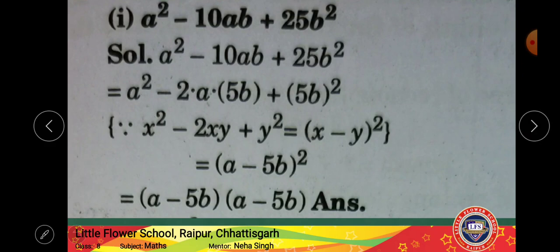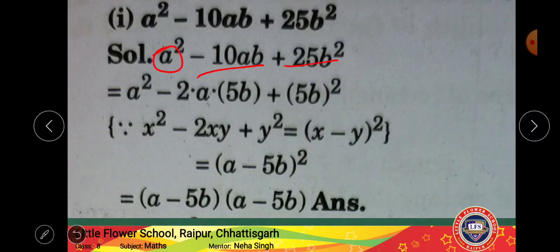Now coming to the second question, here I can see till now what we had done was x square plus 2ab plus b square, right? Now here it is x square minus 2ab plus b square. So what will it be equal to? This is the formula for x minus y whole square, right? So a square minus 10ab plus 25b square.